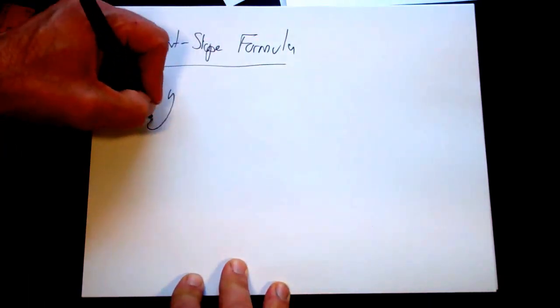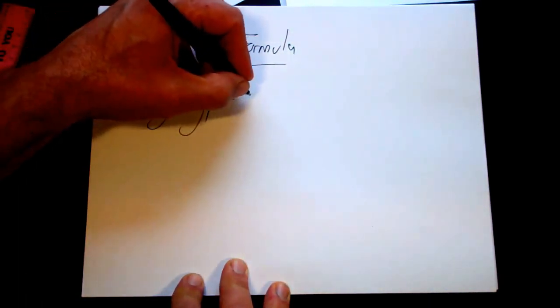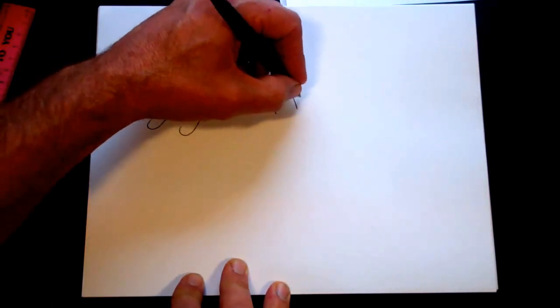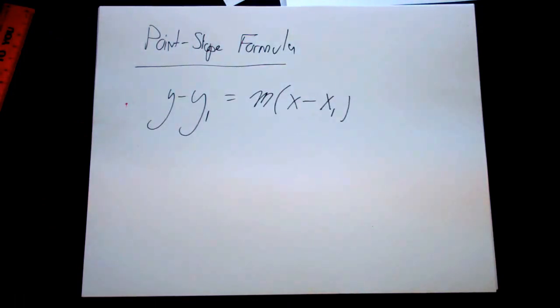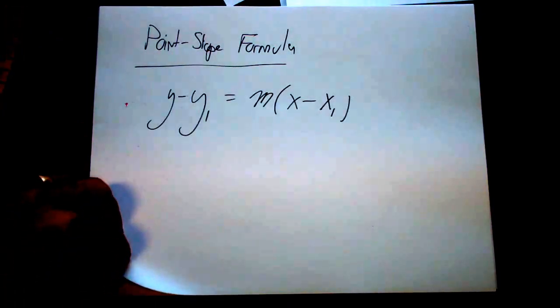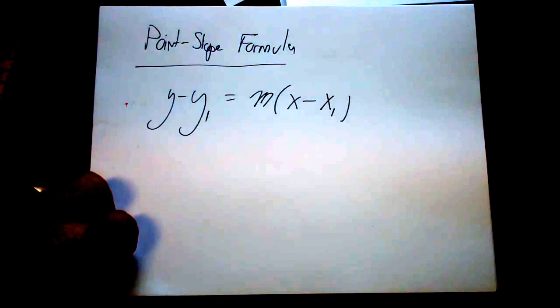Let's write down what the point slope formula is. The point slope formula is y minus y1 is equal to m times (x minus x1). And the following video will go over exactly how we use the point slope formula in each one of these particular problems.